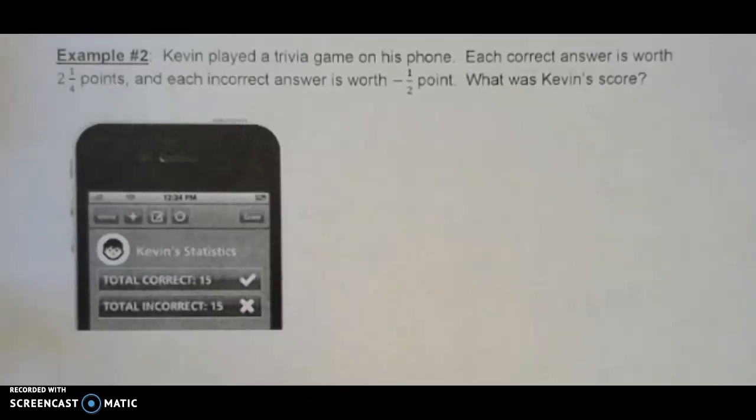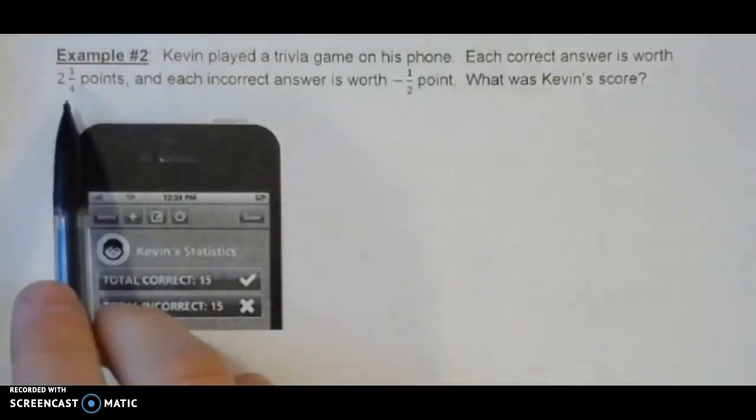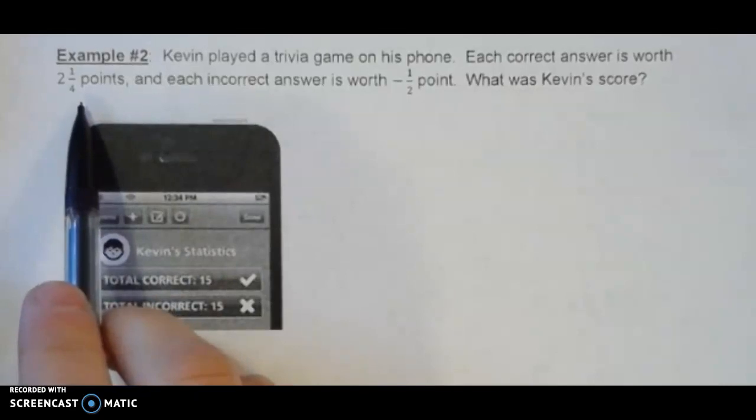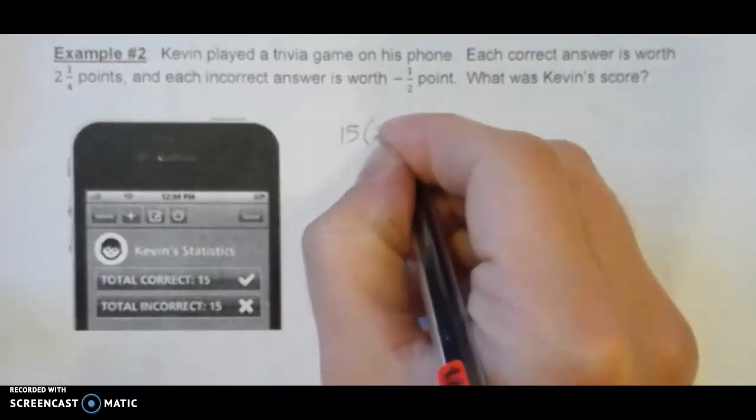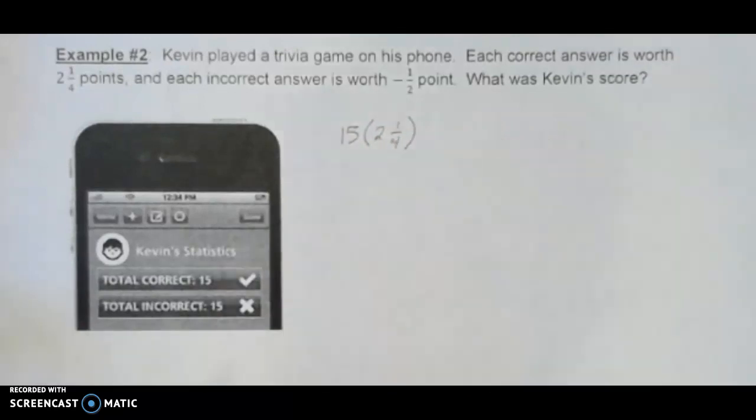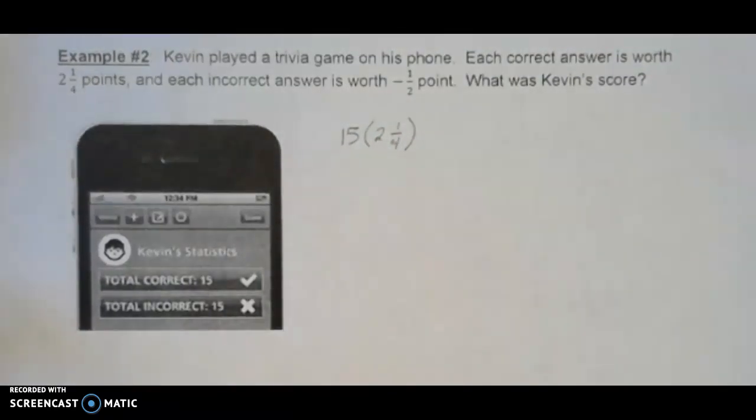And so we're looking at the picture, and we can see that for the total correct, Kevin had 15 right. For the total incorrect, he had 15 wrong. And so they tell us up here that each correct answer is worth 2 1/4 points. So I'm going to have to multiply 15 by 2 1/4 to figure out how many points he's going to get for his right answers.